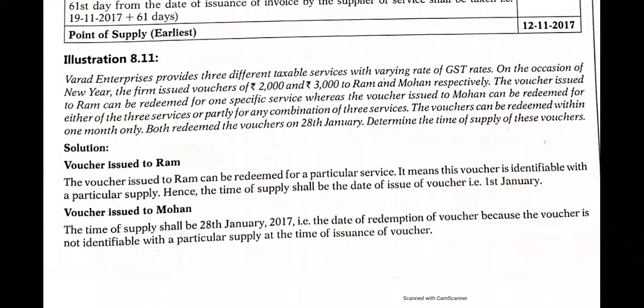So in the first case, Ram's case, the voucher is issued on 1st of January. So that date is called the time of supply. Okay, in the second case, the time of supply shall be 28th of January 2017, because the date of redemption of the voucher becomes the time of supply, because the voucher is not identifiable with a particular supply.